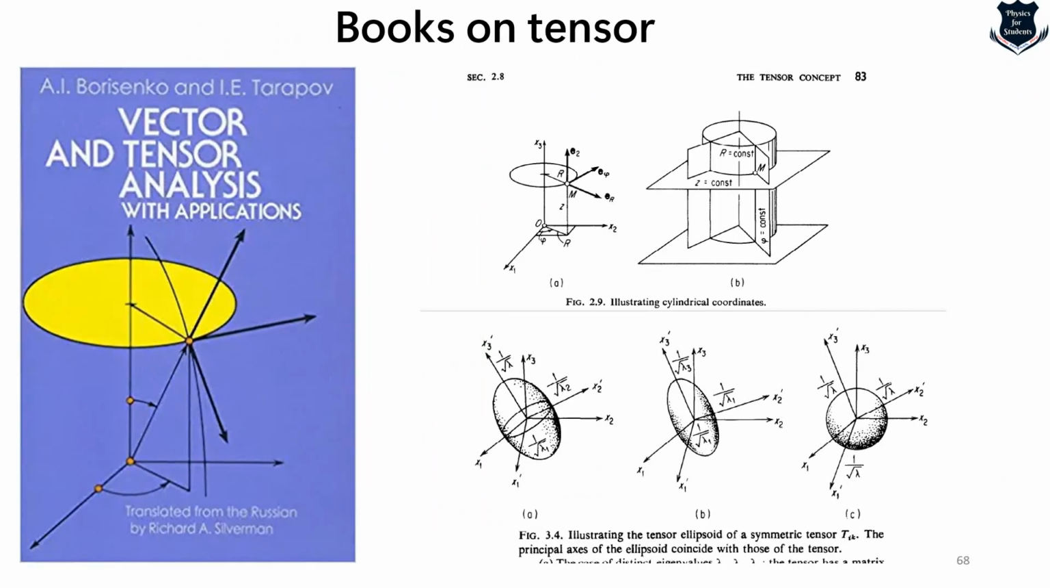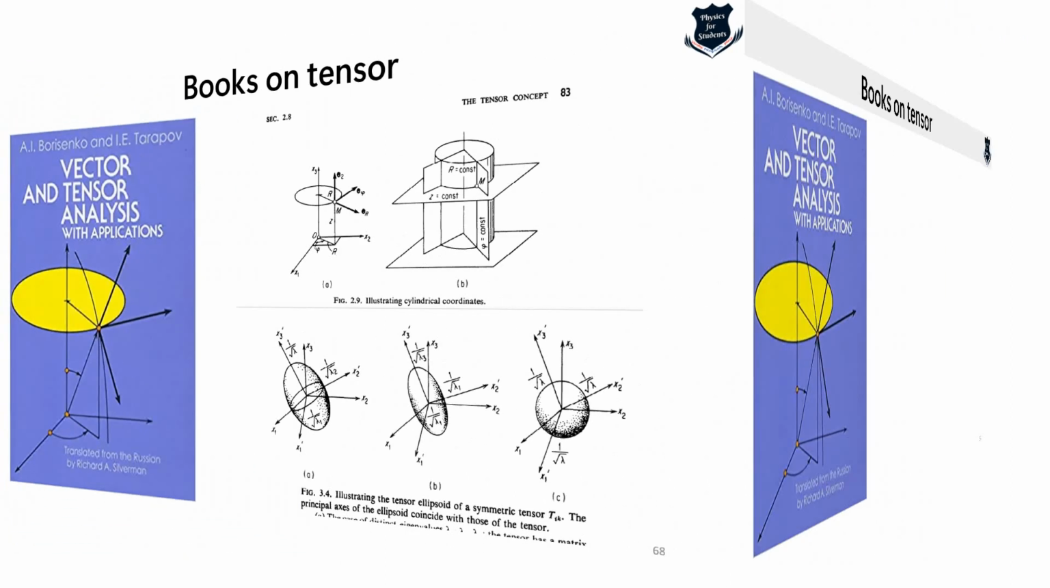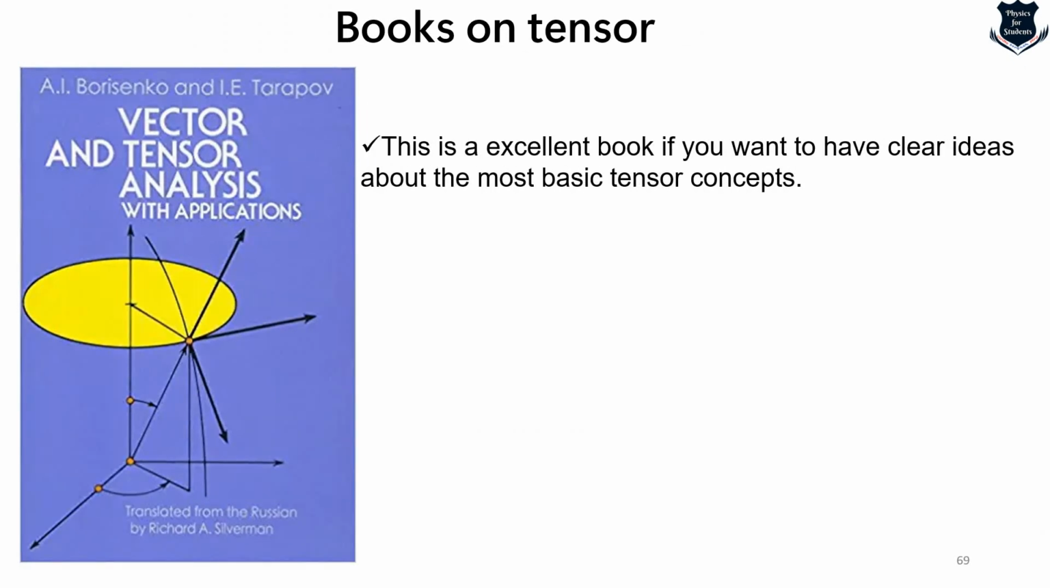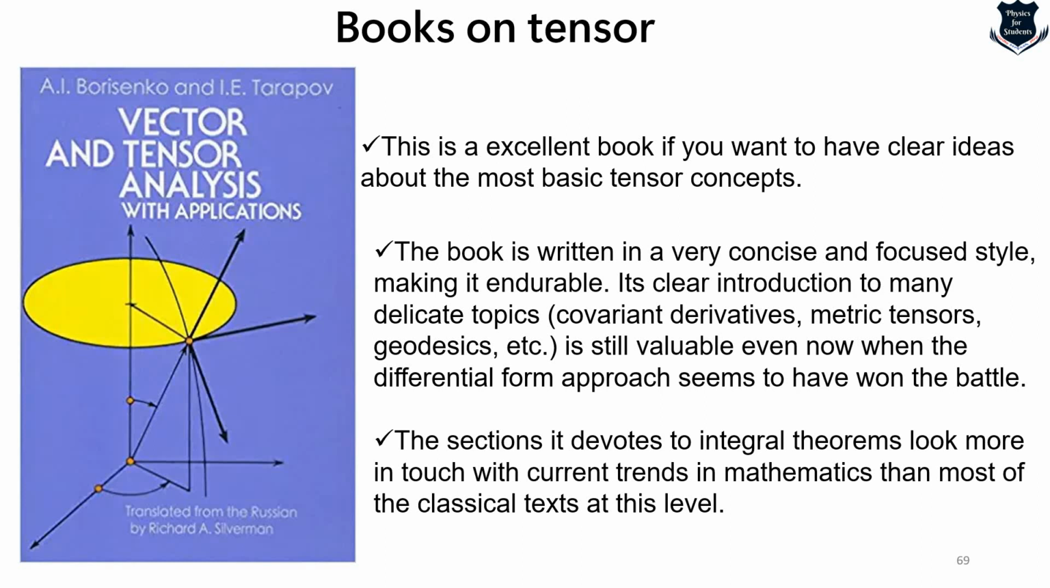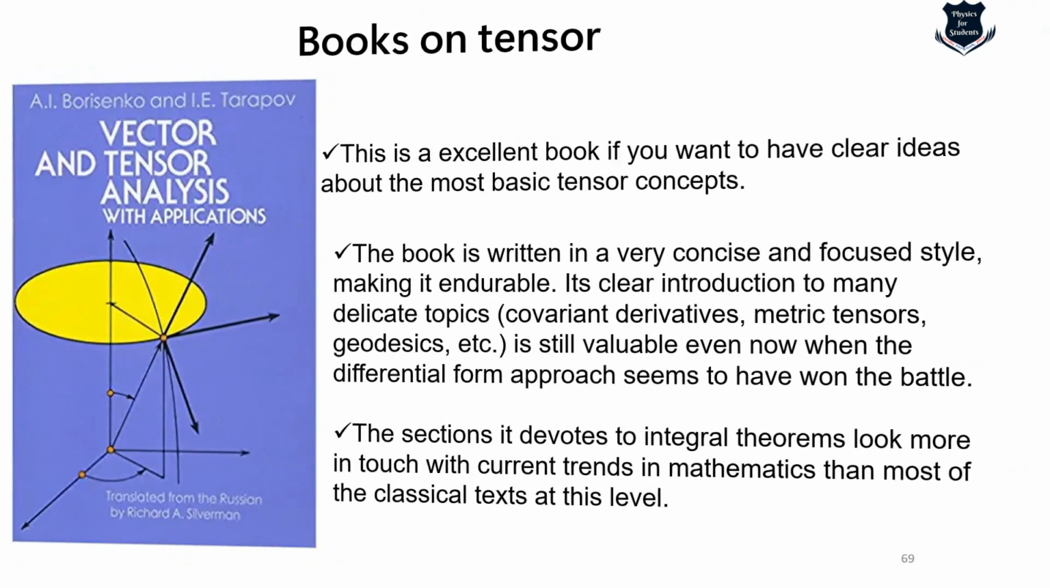Now you see this book also gives great diagrams, and because tensors, as I tell you, are something very abstract in nature, you won't be able to understand the concept until you go through the diagrams. The other two books, GEA and Daniel Fleisch, do not provide this kind of beautiful diagrams. Cylindrical coordinates, symmetric tensor, rotation. It is absolutely wonderful. Plus, it gives the mathematics part also. In my honest opinion, it is an excellent book, written in a very concise and focused style, and the sections it devotes to integral theorems look more in touch with the current trend. So that is how the book actually evolves.